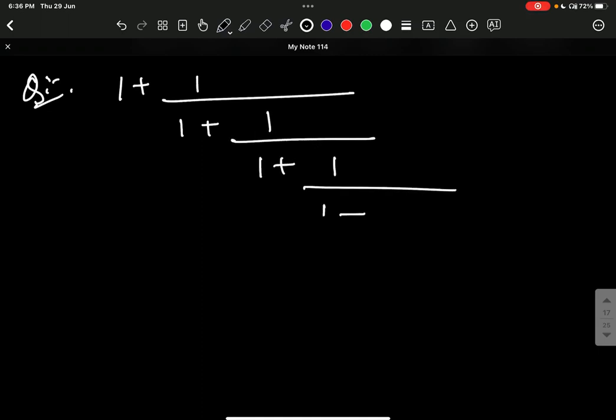Suppose the question is given as 1 plus 1 divided by 1 plus 1 divided by 1 plus 1, then again 1 plus 1 by x, and you have to calculate this. You have to find the answer. In what way will you solve this?